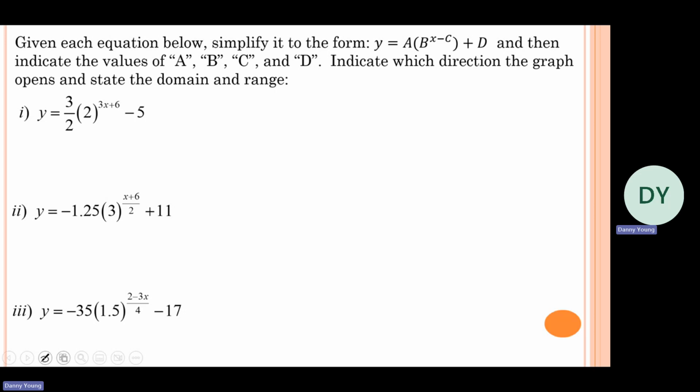Okay, go everyone. 1, 2, 3. Find A, B, C, D. Indicate which way it opens, and then state your domain and range as well. Domain always has to be what? Domain x equals a number. X equals. No one put that.